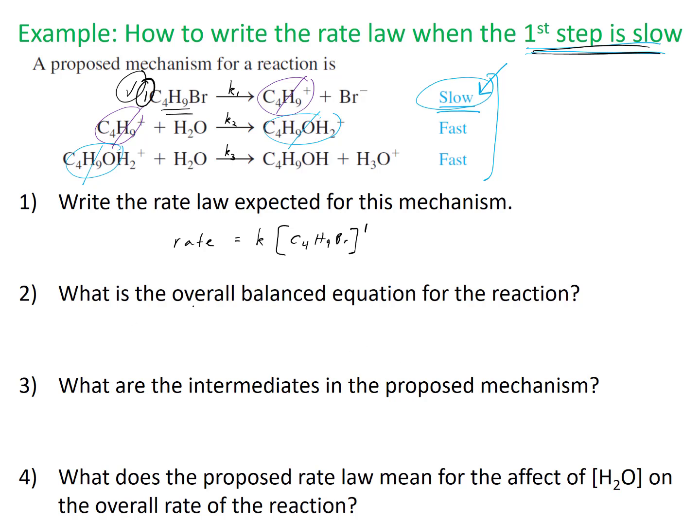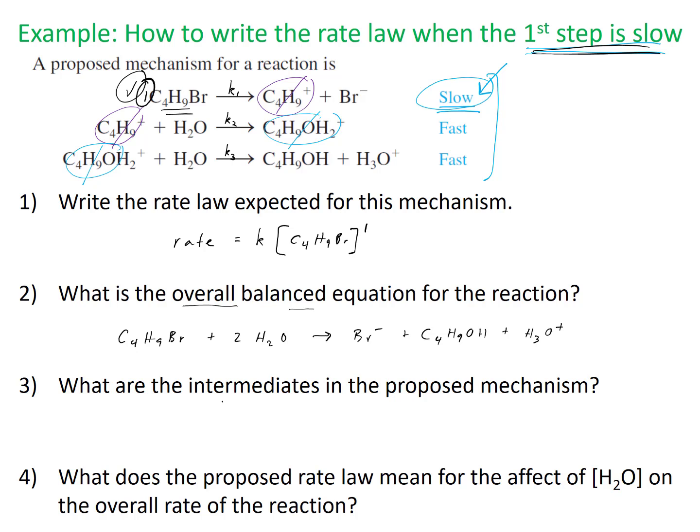Okay, so it says what's the overall balanced equation for the reaction? So I cancel out the intermediates and write the overall. What I wrote in purple here and here, those cancel, and the blue one cancels. All right, so the leftovers is what I'm going to write. So this plus two H2O to make Br minus plus C4H9OH plus H3O plus. So there's my overall reaction.